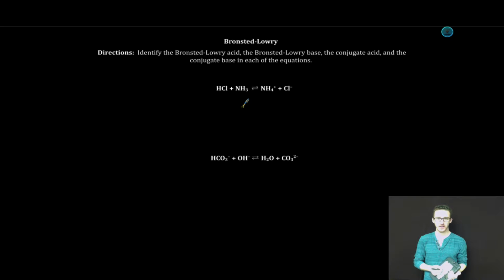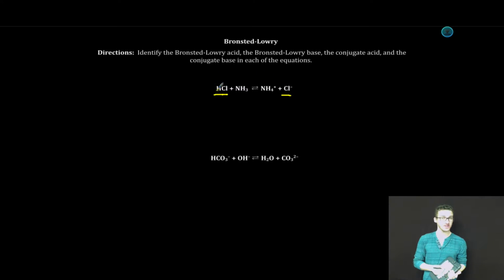Okay, before we start, let's recall that a Bronsted Lowry acid is a proton or hydrogen ion donor, and that a Bronsted Lowry base is a proton or a hydrogen ion acceptor. So let's start with the very first thing we come across in this first equation, HCl. To identify this as a Bronsted Lowry acid or Bronsted Lowry base, let's look at what HCl becomes on the product side. It becomes Cl minus.